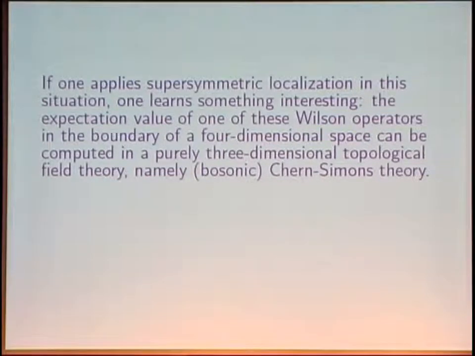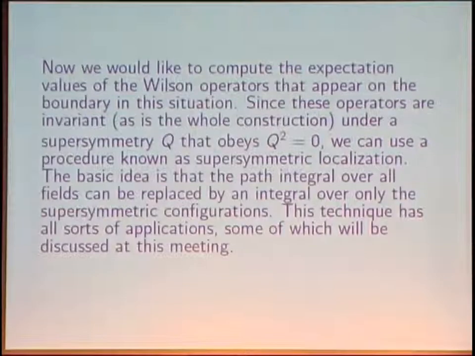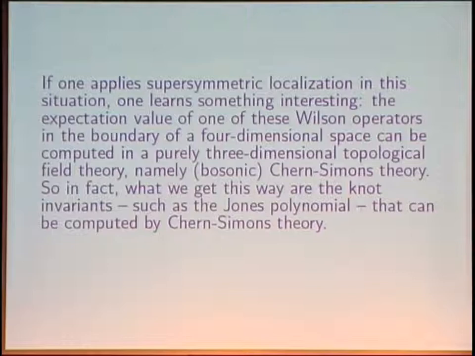Instead, I'll just say that if you do apply supersymmetric localization in this situation, what you learn is the following. You find out that the expectation value of one of these Wilson operators on the boundary of a 4-dimensional space can be computed in a purely 3-dimensional topological field theory, namely the purely bosonic Chern-Simons theory in 3 dimensions. So in other words, if you want to calculate these loop operators, the answer is that they're the same knot invariants that you can get from Chern-Simons theory in 3 dimensions. They're known as the Jones polynomial, that's for SU2 with the spin-half representation, and its generalizations.